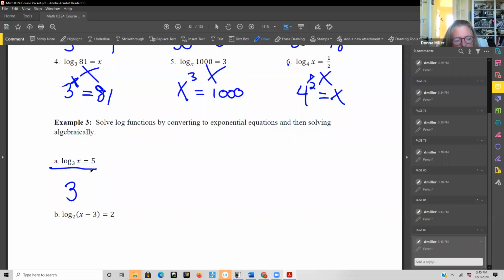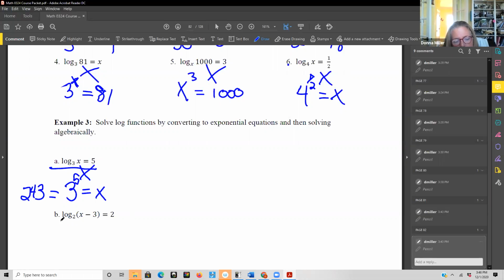So the base is 3. So I have 3 to the 5th equals x, and that's just a number, right? I can solve it because I got rid of the log. 3 to the 5th, if you plug it in the calculator, I don't remember what it is, 243? Yes, 243. So I've solved that equation by writing it in exponential form. So to get rid of a log, you can write it in exponential form.